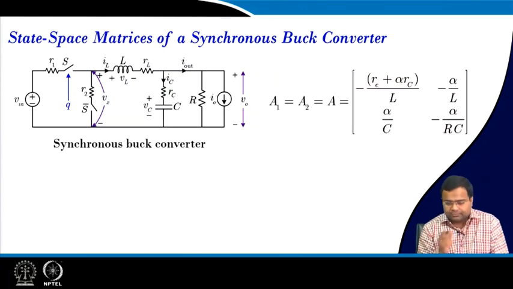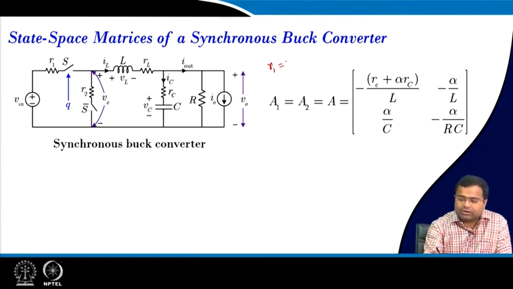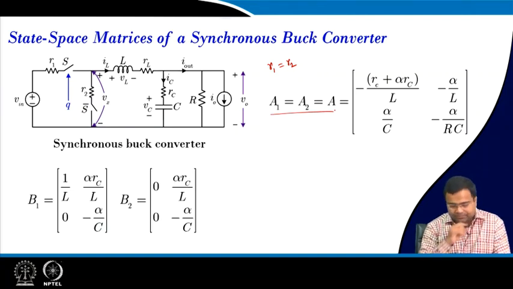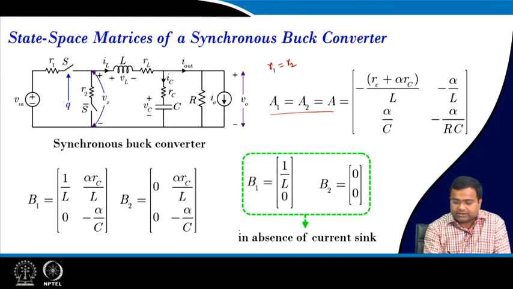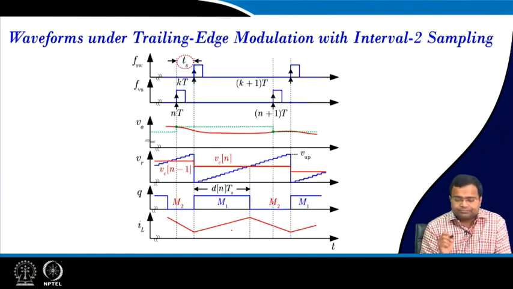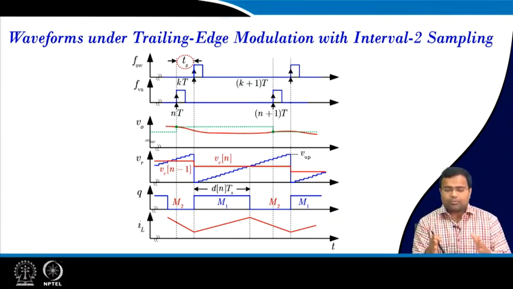buck converter, then we know how to get the A1 A2 matrix, and for R1 equal to R2, these A1 A2 matrices are the same, as we have discussed. Then we will get the B1 B2 matrix, and if we ignore the external current load, if we ignore this part, then you will get this matrix. Okay. Now, this is the diagram of this complete interval 2 sampling that we have discussed.